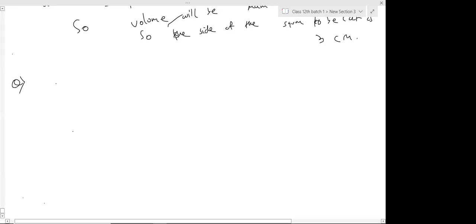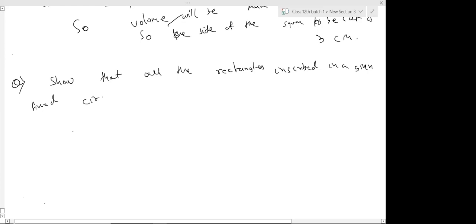Write down. Show that all the rectangles inscribed in a given fixed circle, the square has the maximum area. Write it down, don't try to solve it. I'll explain how to solve this.